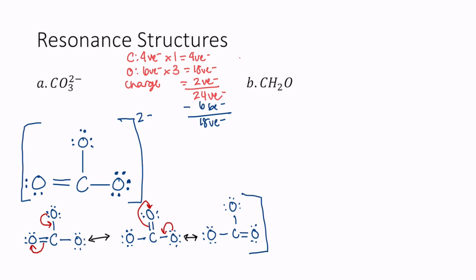Since there is a -2 charge, I'm going to put brackets around all of my resonance structures and put the charge out here. The big thing you need to pay attention to with resonance structures is that I didn't do any chemistry. In every single one of these compounds, I have carbonate. I have carbonate here, carbonate here, and carbonate here.